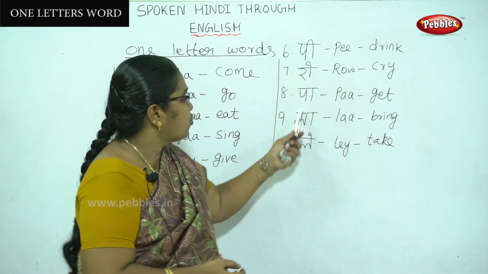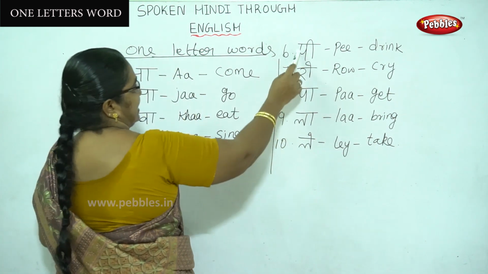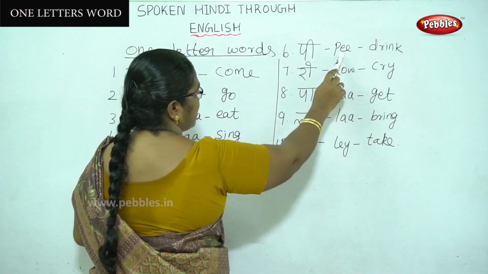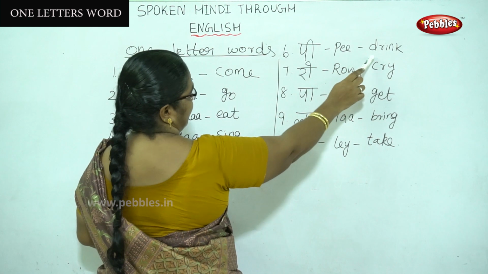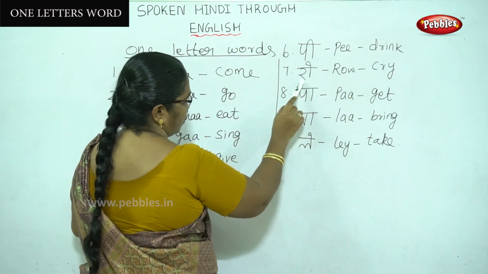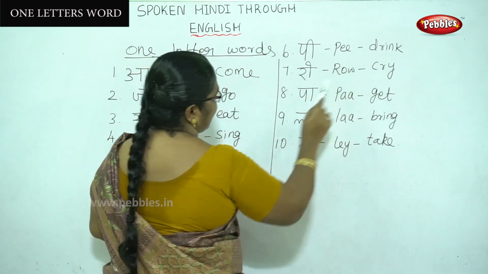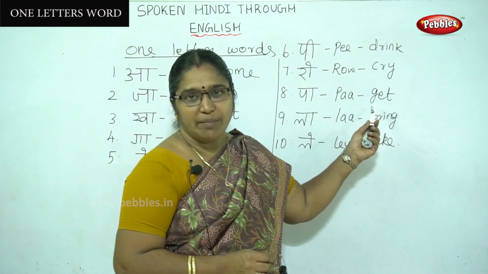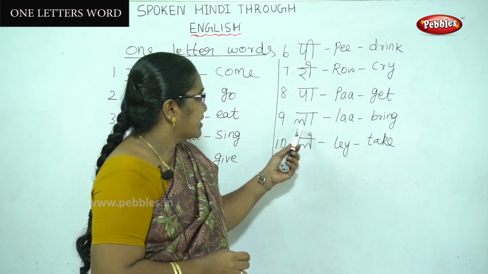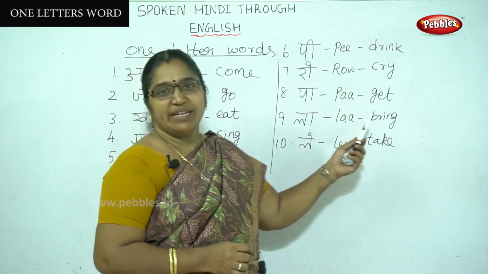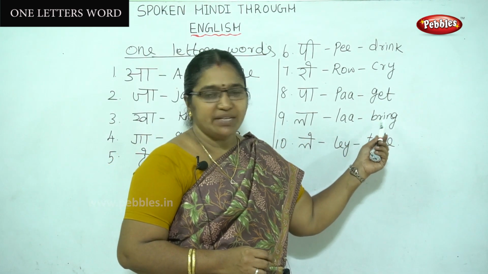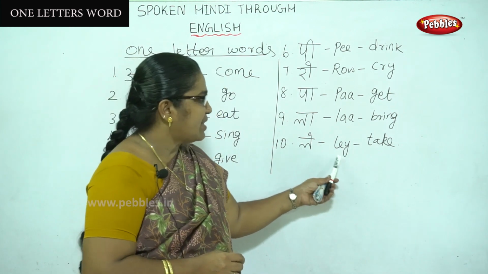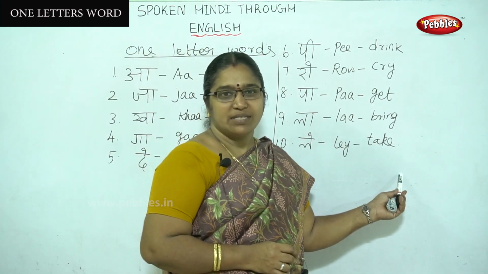See, the word is only one. Sorry, the letter is one. The meaning is here. The pronunciation is also here. P means pee, drink. The next one is row. Row means cry. Next one is pa. Pa means get. Then the next one is la. La means bring. The next one is lay. Lay means take. Is it clear?